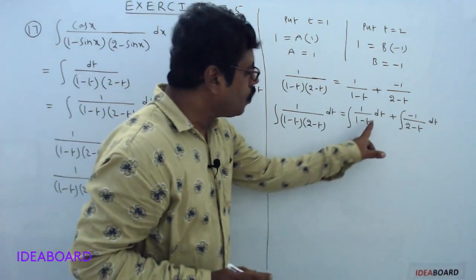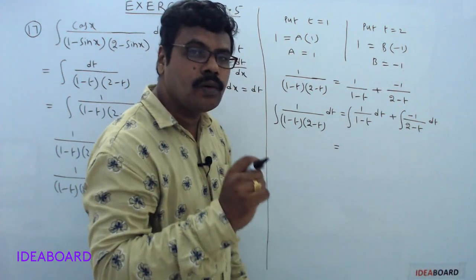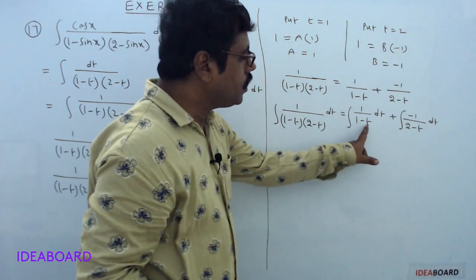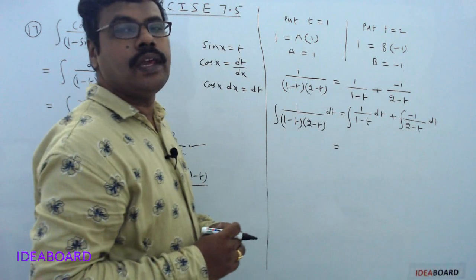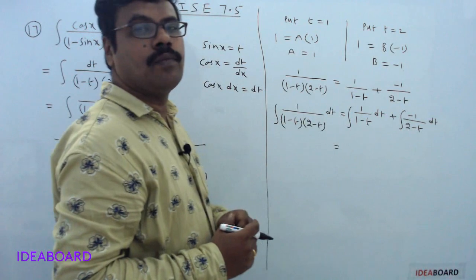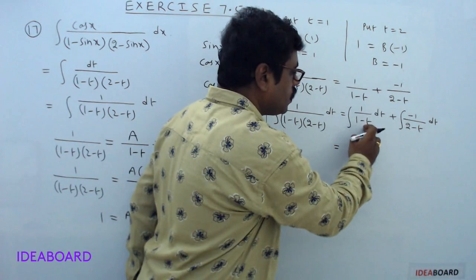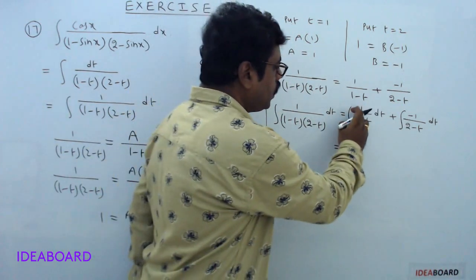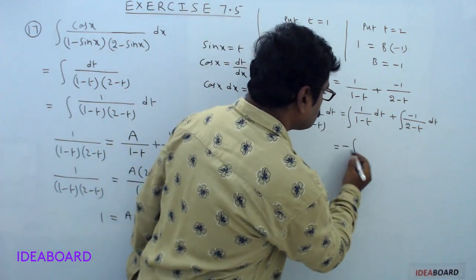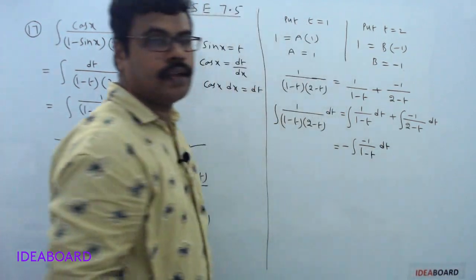What is the derivative of 1 minus t with respect to t? 1 is the constant term, its derivative 0. Derivative of minus t with respect to t is minus 1. But here in the numerator plus 1 will be there. To make this expression in the form of f dash of x divided by f of x, we need a negative sign in the numerator. So it can be taken as minus integral minus 1 divided by 1 minus t dt.